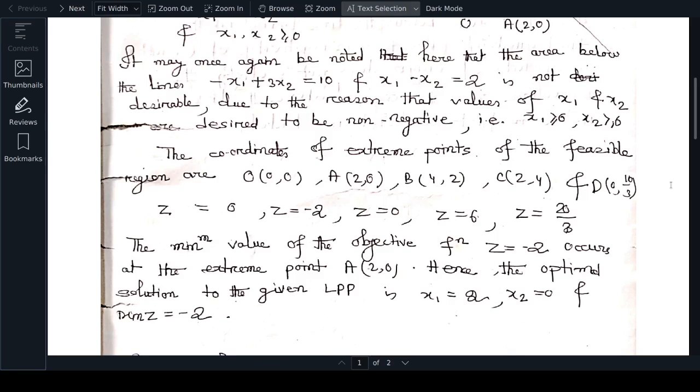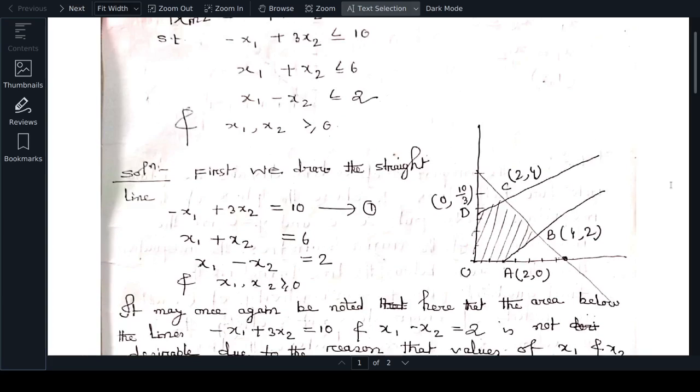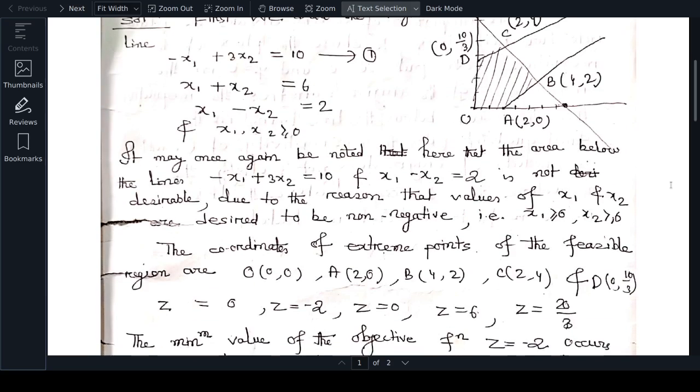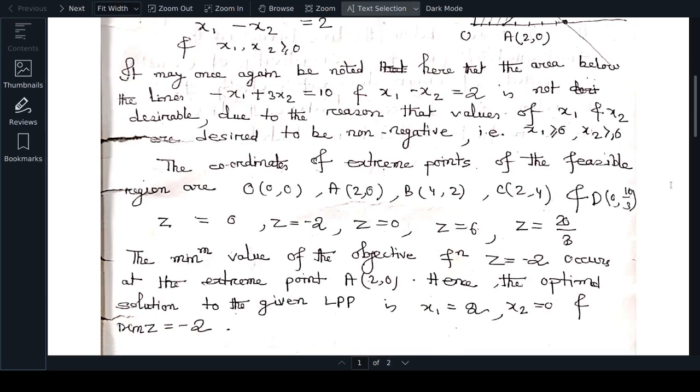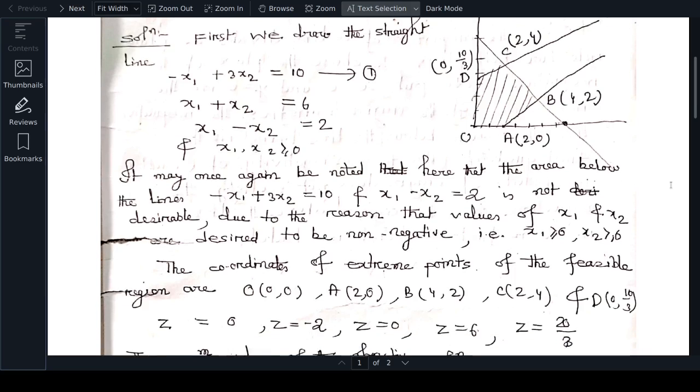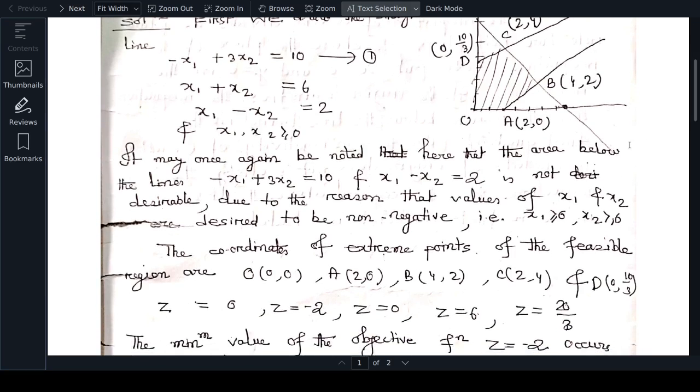For which point? We shall get z equal to -2 for the extreme point (2, 0). So 2, 0 means 2 is our x1 axis and 0 is our x2 axis. So the minimum z will be -2, with x1 equal to 2 and x2 equal to 0.